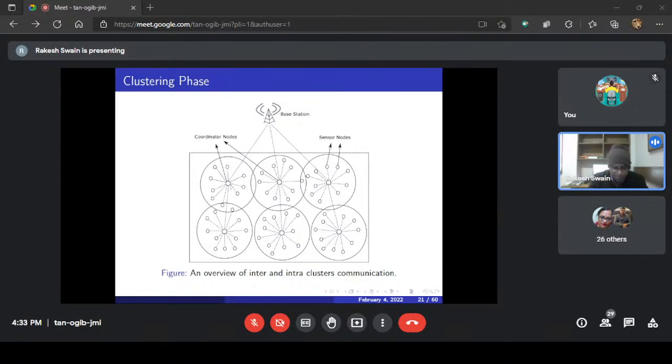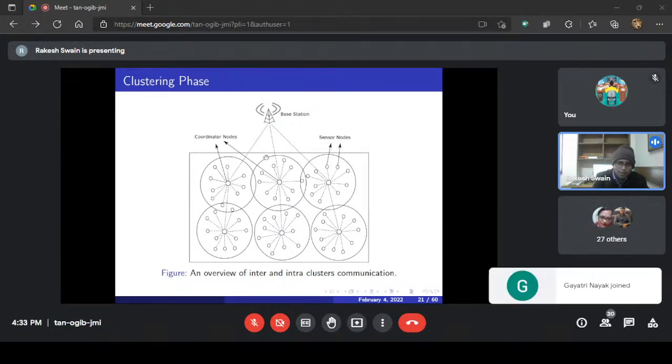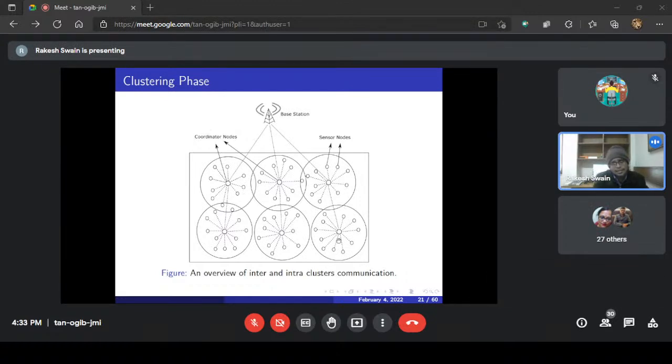So basically, how is it computed here? Initially, the sensor nodes are deployed randomly. After that, some tested nodes and some coordinator nodes are deployed. Then the coordinator node sends a signal to the sensor nodes. On receiving the signal, they find the RSSI, the received signal strength indicator. Then using the distance, they form the first cluster.